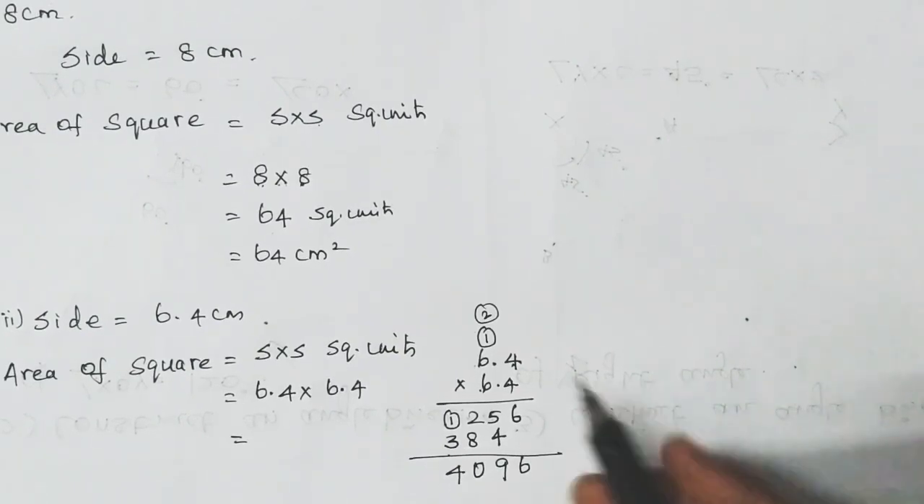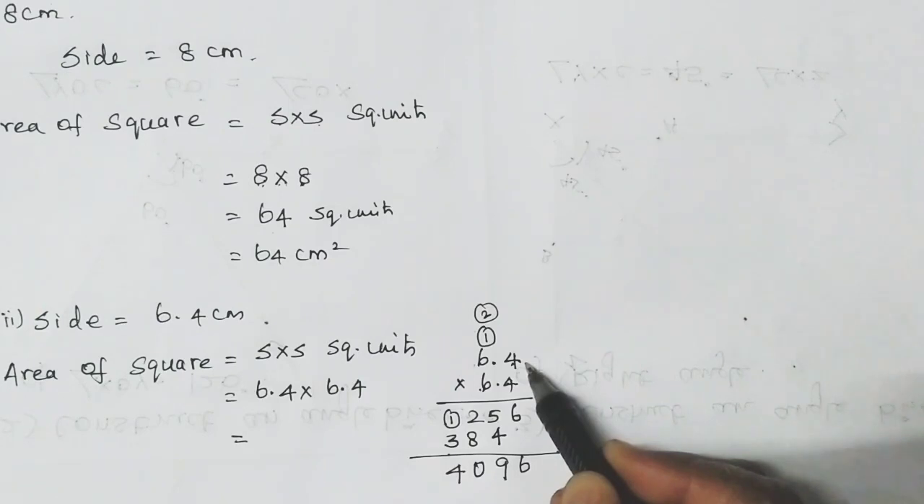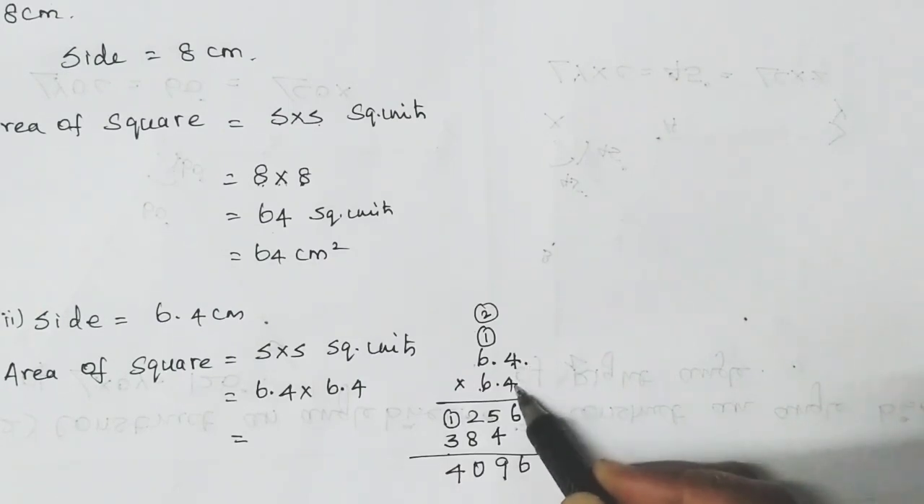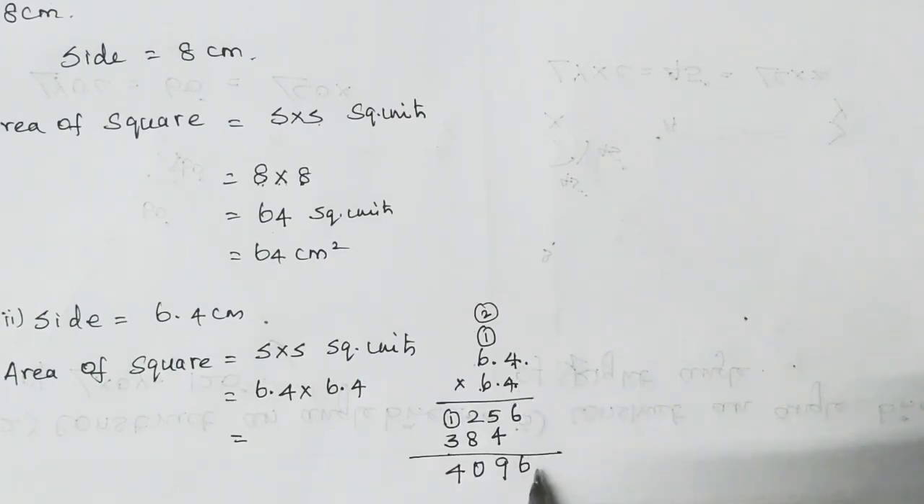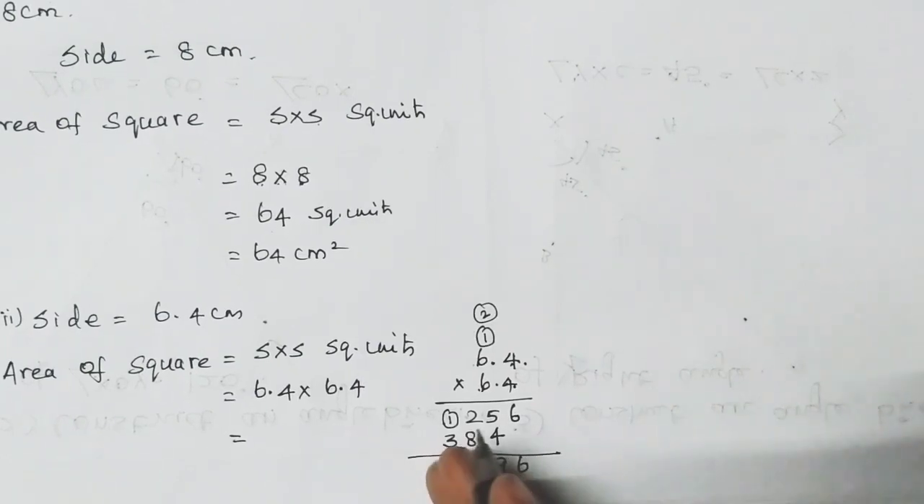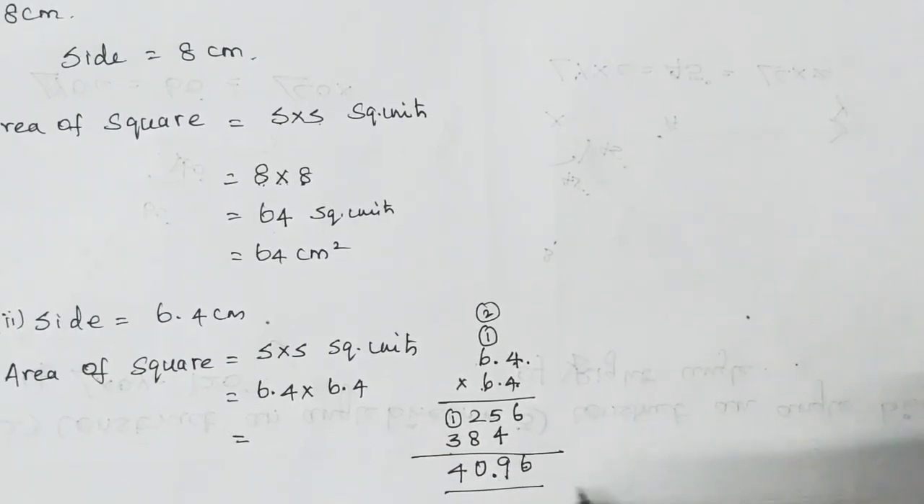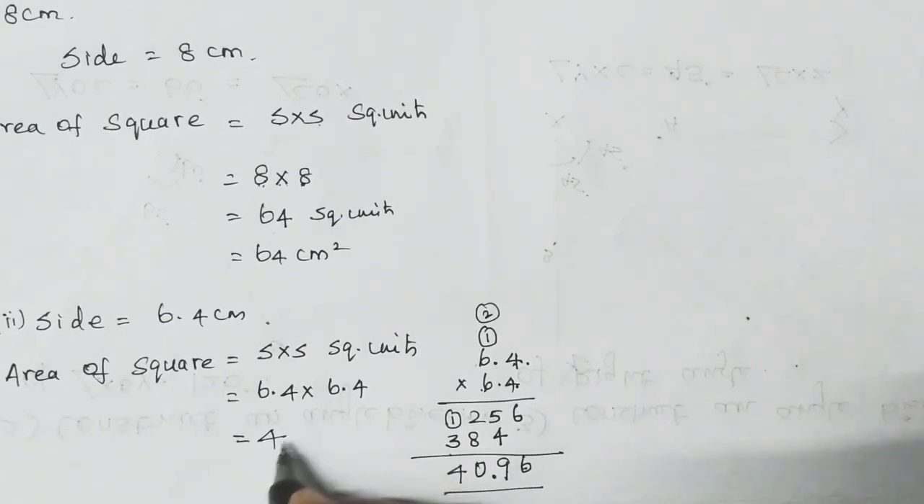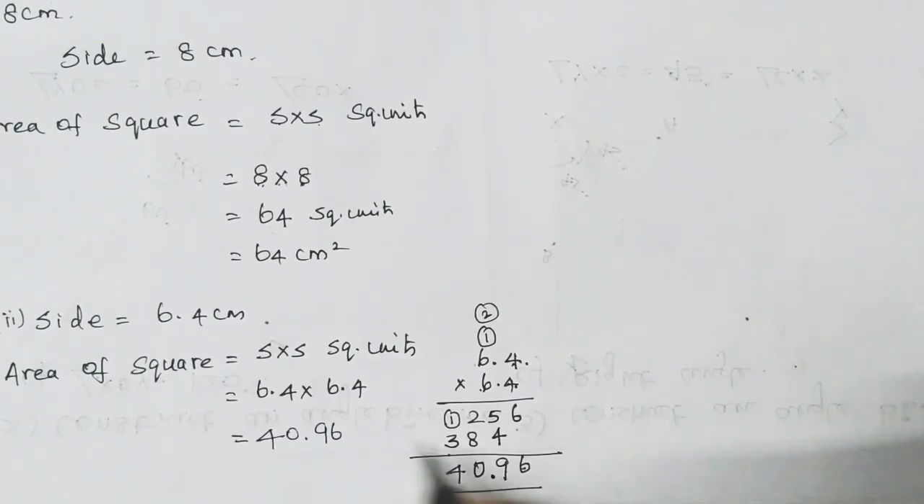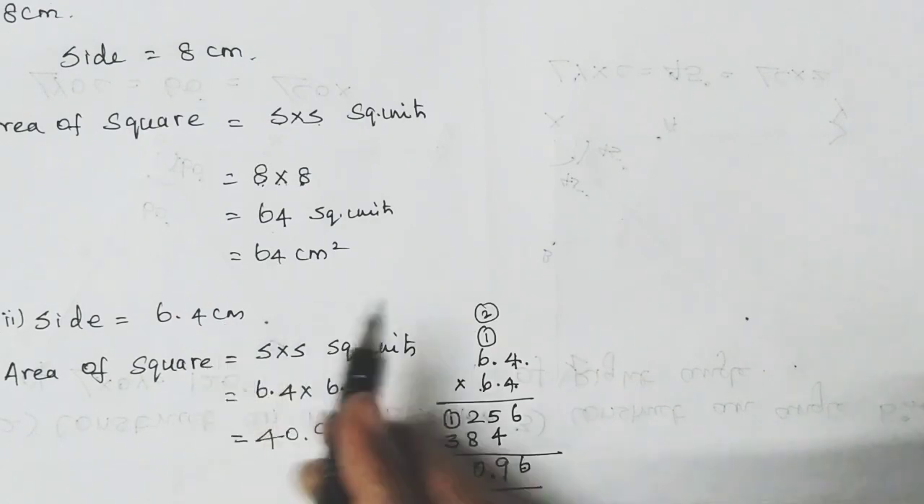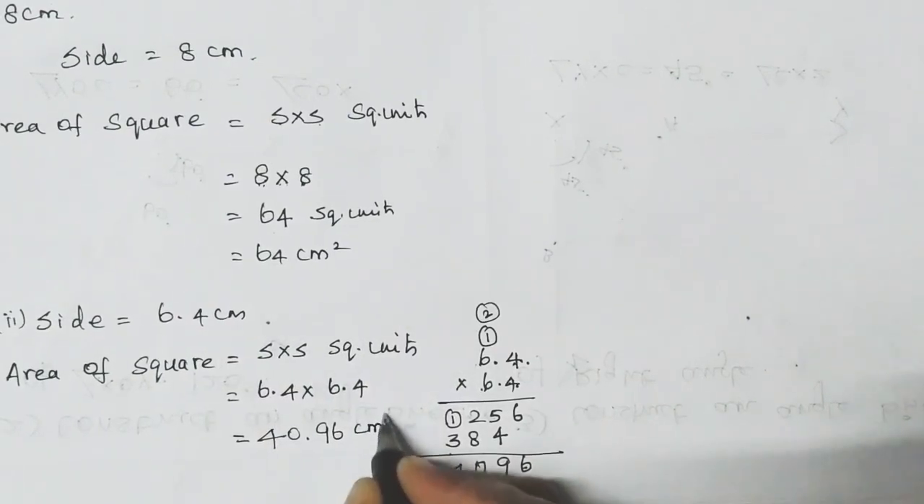Now keep the decimal point. Here how many digits? 1 digit. Here how many digits? 1 digit. So totally 2 digits. So count from the right side, 1, 2. So keep the decimal point. So it is 40.96. What is the unit? Centimeter. So it is centimeter squared.